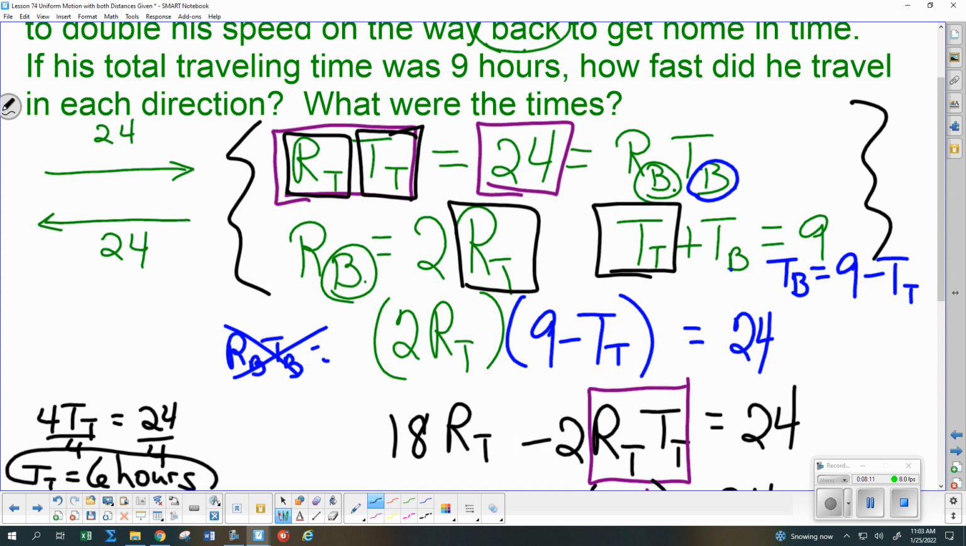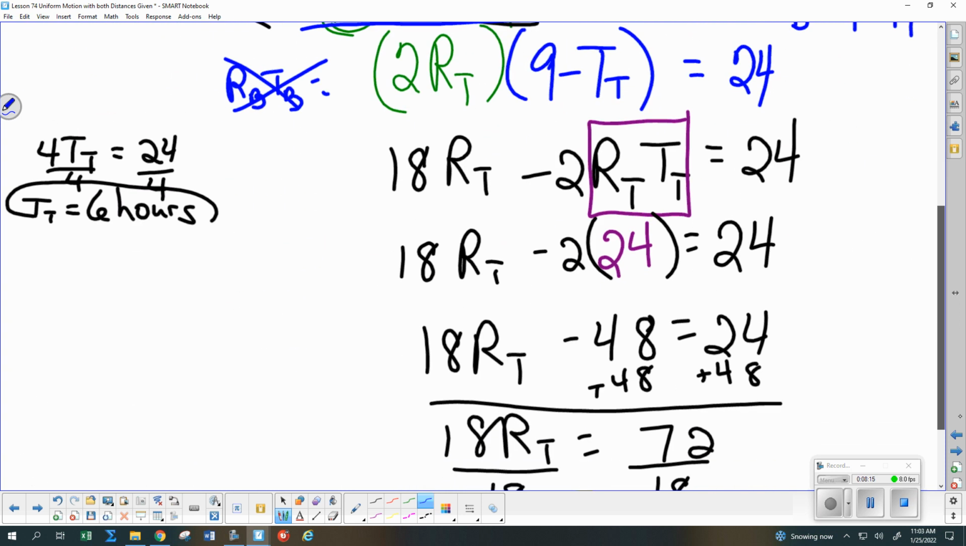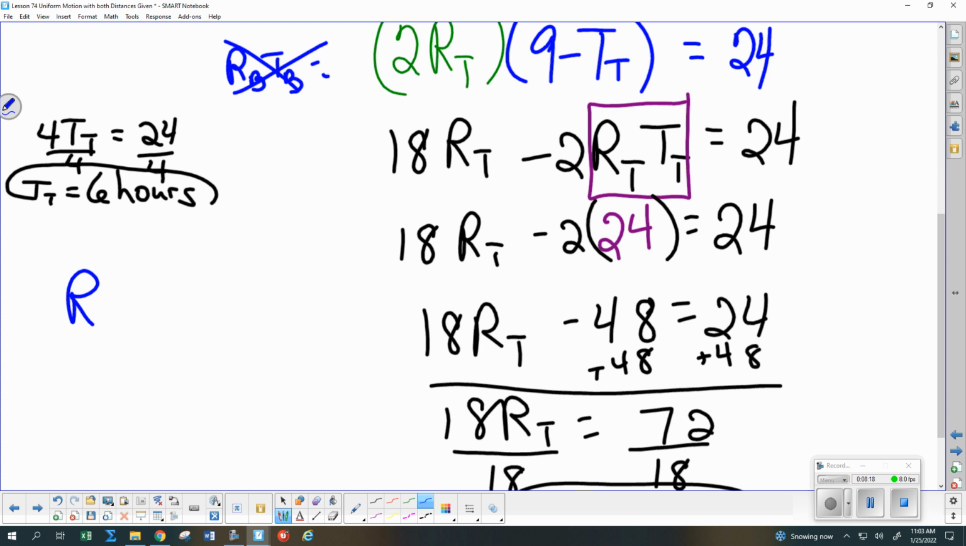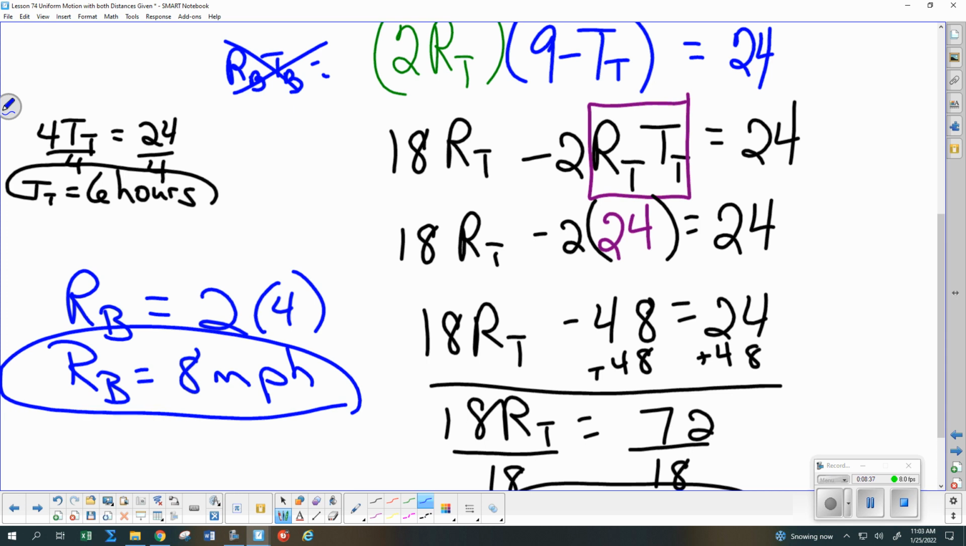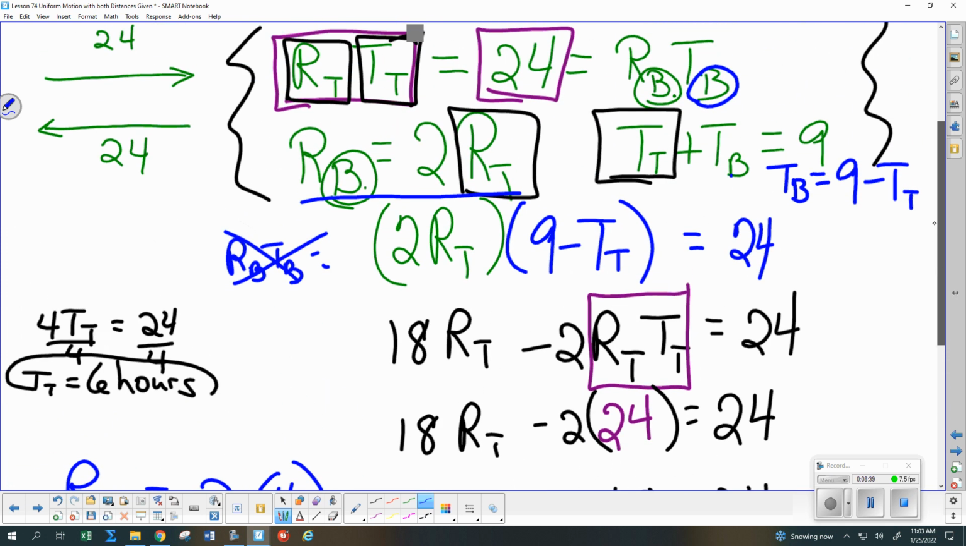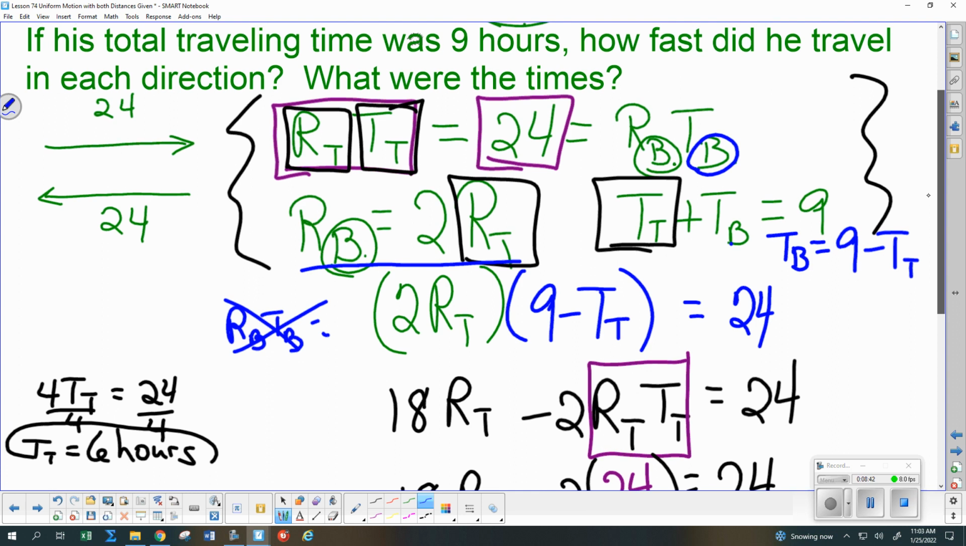Okay, so if we go to this one next, RB is 2RT. That means that RB is 2 times RT, which was 4. So RB is 8. What will my units be for that? So miles per hour, because that's the rate. So now we know everything except TB.